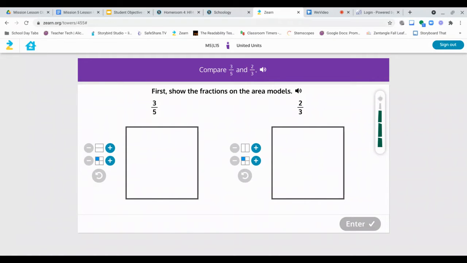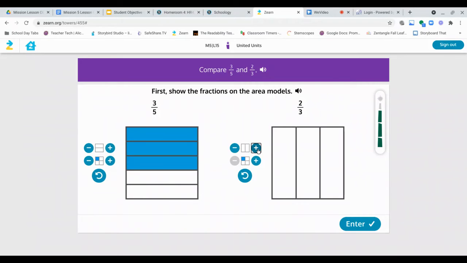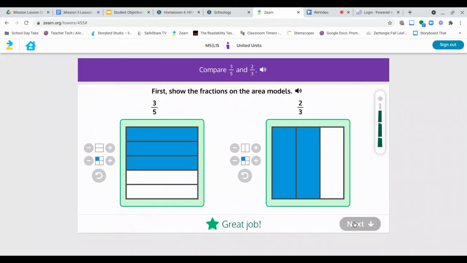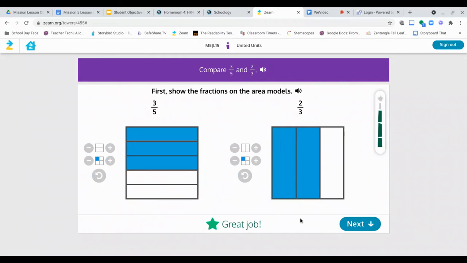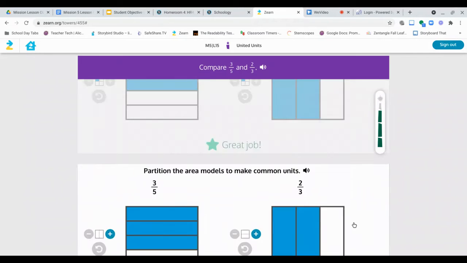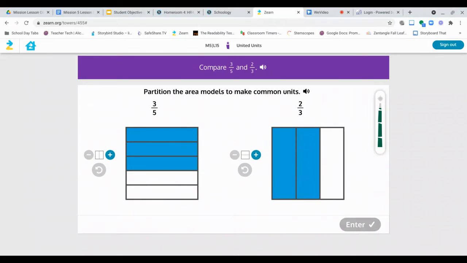The first thing I'm going to do is make 3/5 and 2/3. So right there, 5 units, and I'm going to color in 3 of them. And then here I need to make 3 units, and I'm going to color in 2 of them. So I should have 2/3 right there. Great job. Now, it wants us to partition the area models to make common units.